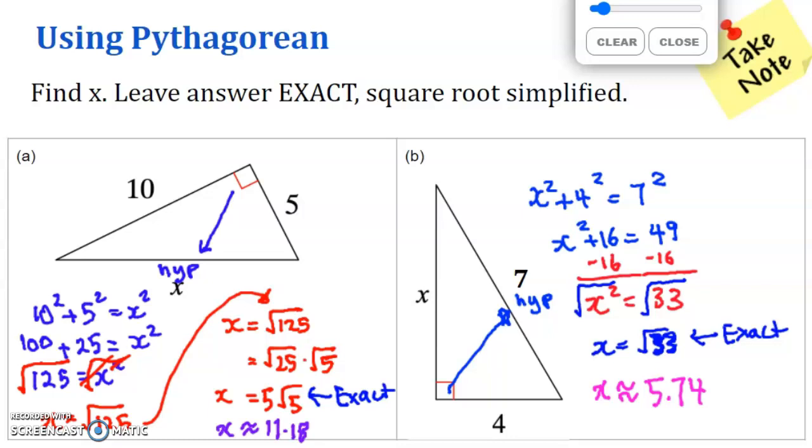Now 33 is not divisible by 4, 9 or 16 or any other perfect square. Beyond 25, 36 is too big, right? So you don't even have to go any farther than that. So I know that 33 has no perfect square factors, so I leave it as it is. So x is equal to the square root of 33 is the exact answer. And if I use the calculator, I get 5.74 as the approximate answer.